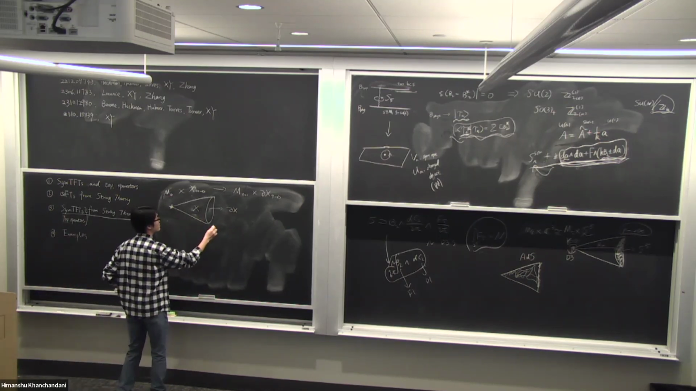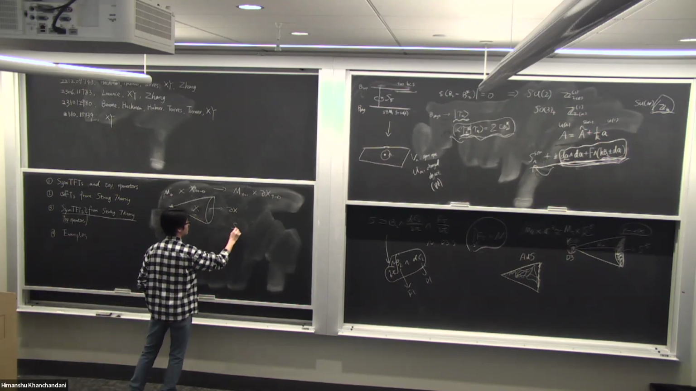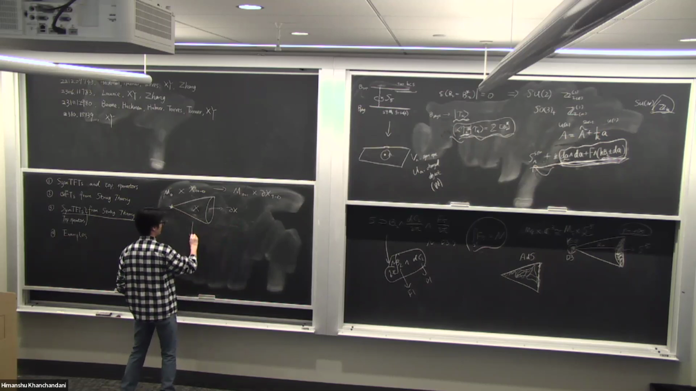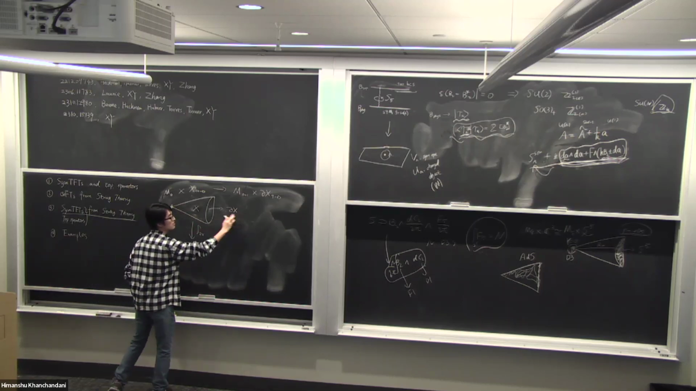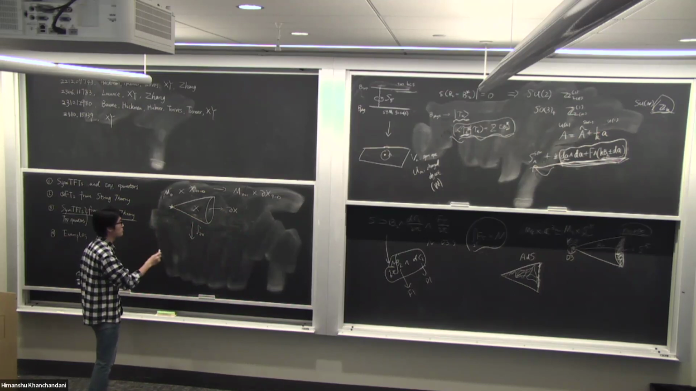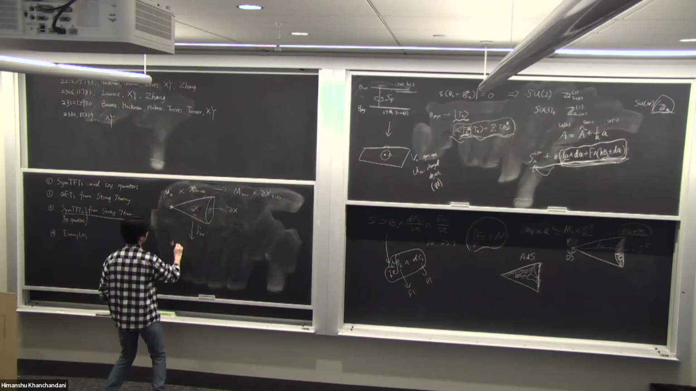What you do here is that you do the dimensional reduction along this asymptotic boundary of the geometry, and then you end up with this picture.